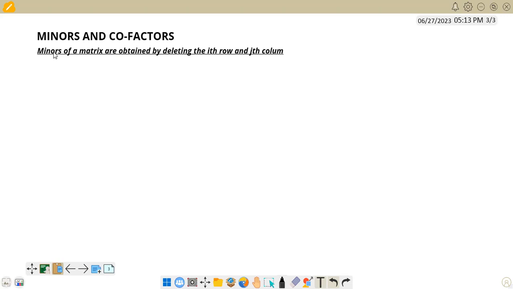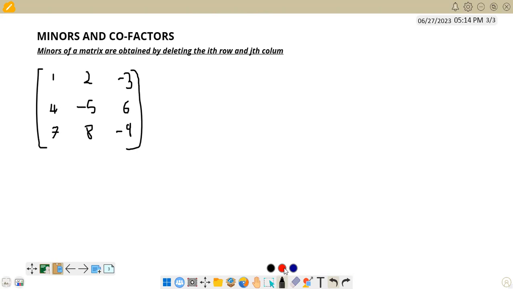So here they're saying minors of a matrix are obtained by deleting the ith row and the jth column. For example, if we are given a matrix like this: 1, 2, -3, then 4, -5, 6, then 7, 8, -9.